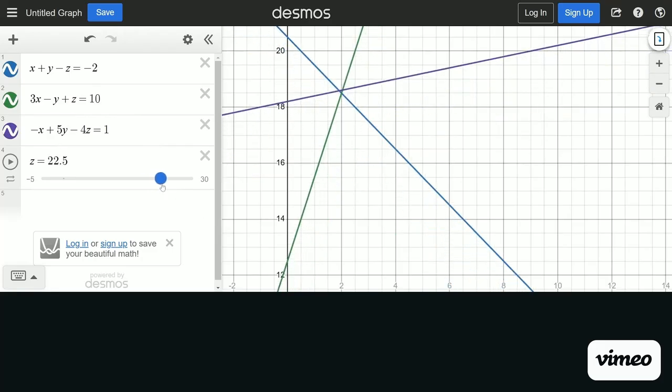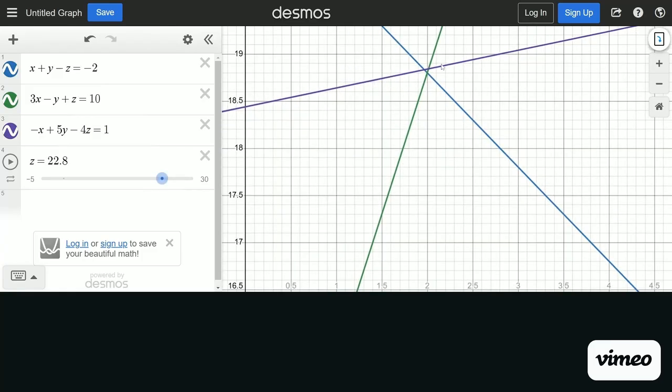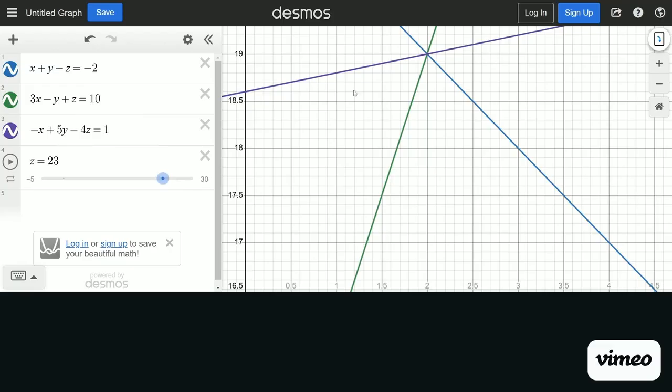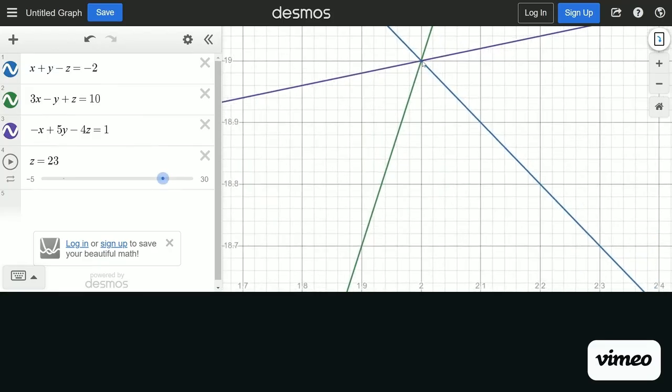We're getting close. Look at it. We're so close. Not quite though. We gotta make sure they're all three meeting. There we go. See how they all three meet? You want to zoom in? So this is going to be our answer. My x is 2, my y is 19, and look, my z is 23.